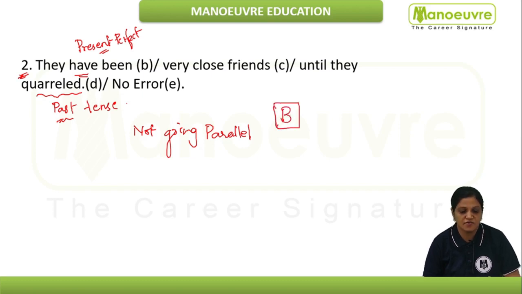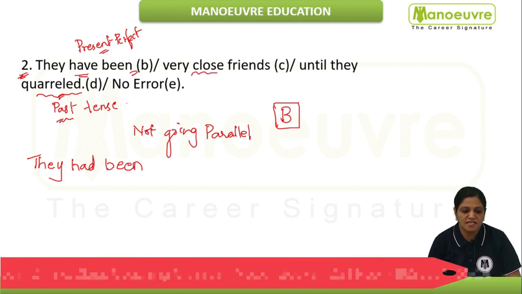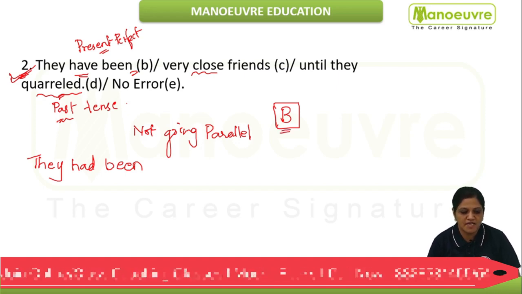Now we will just take a look at what is the error. The word they have used, they have been, should be replaced by they had been, because the sentence demands a past tense. As if we logically understand the meaning of the sentence, it is saying until they quarreled, means after they quarreled, now they are no more close friends. So hence we will show it in past tense that they had been close friends, and logically as well as grammatically if we see the sentence, the error is in the first part of the sentence, that is be.